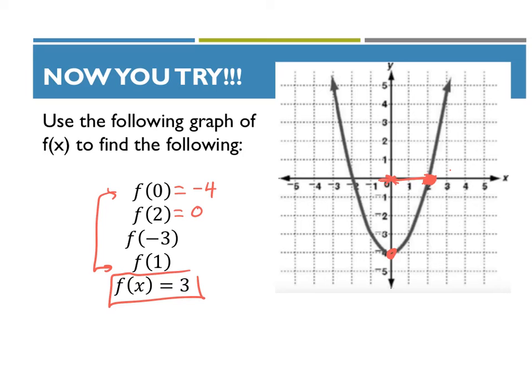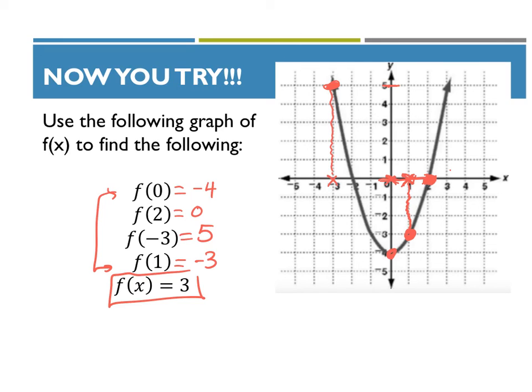For f of negative 3, if you look at where x is negative 3 and I trace up, it looks like it hits roughly about where that arrow is, at an output of about 5. So we'd say f of negative 3 is positive 5. And then for f of 1, if we look at where x is 1 and trace down, it looks like it's below the x-axis here, hitting about negative 3 for an output. So f of 1 would be negative 3.